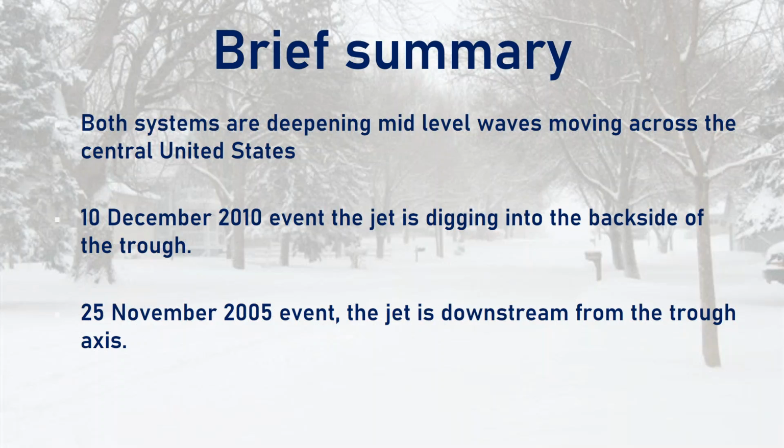So just as a brief summary in the synoptic scale, both systems are deepening mid-level waves moving across the central United States. However, the December 10th case is an event of a jet digging on the backside of the trough. And so we have this amplifying flow. So it's very much amplifying the wavelengths. You go from primarily westerly or northwesterly flow to a very short wavelength trough ridge across the northern US. In the 25th November case, the jet is already downstream of the trough axis. So you're basically taking that trough and making it negatively tilted and forming what we would call a classic occlusion at that point.